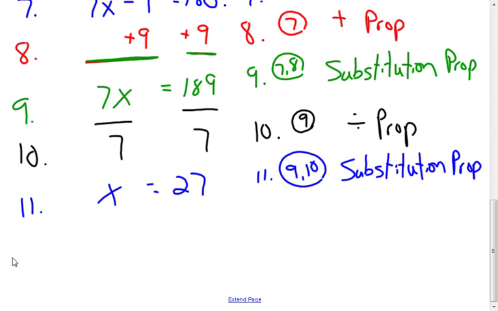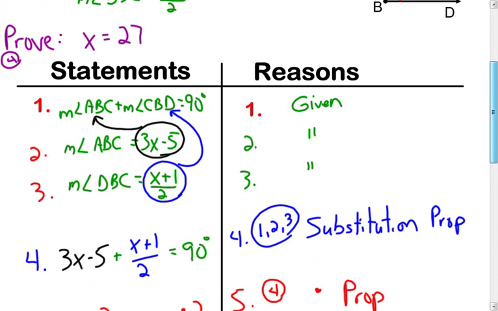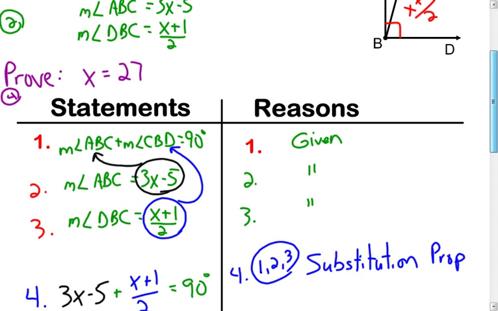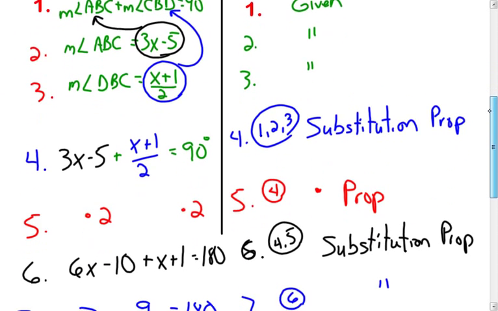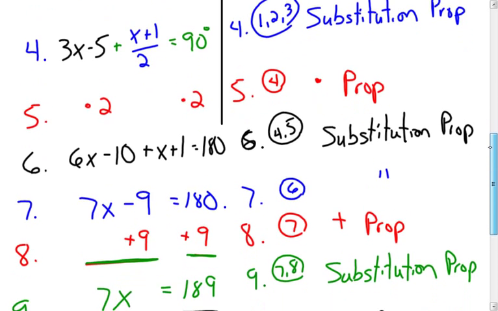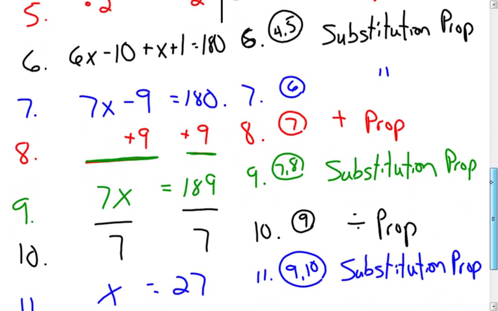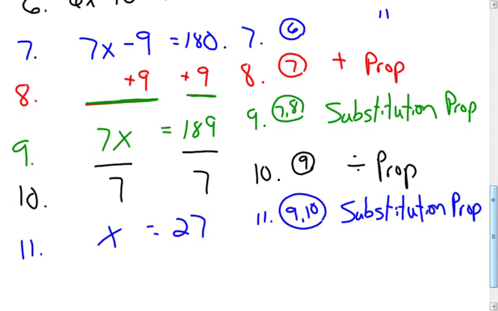Notice it says x equal to 27. What was I trying to prove at the very beginning up here? X equal to 27. So all of this, I have my statements, I have my reasons, I have my reference numbers from where I started at the very beginning with the given information all the way down here now to what I was trying to prove, that x equals 27. And that's going to conclude our examples on how to write a two-column proof.